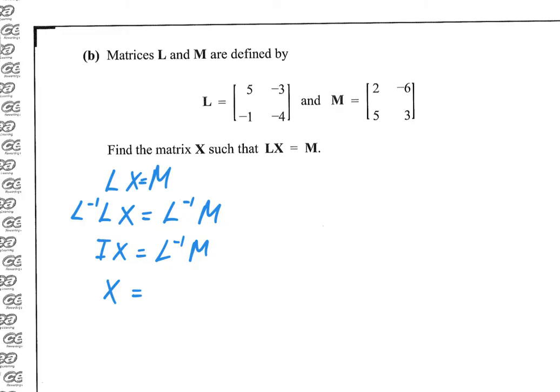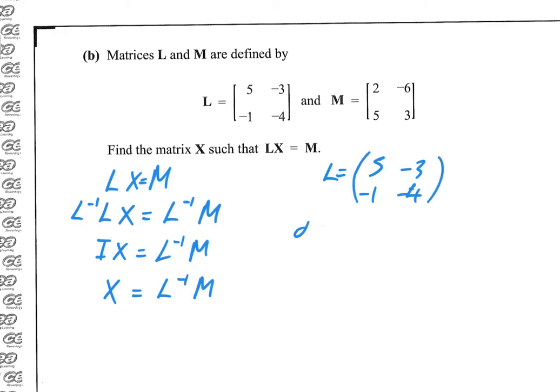Like 1 times 7 is just 7. So the identity times x is just x. That's really what we need to do. So here we've got to find the inverse of L. Let's write down what our L is. L is 5, minus 3, minus 1, minus 4.